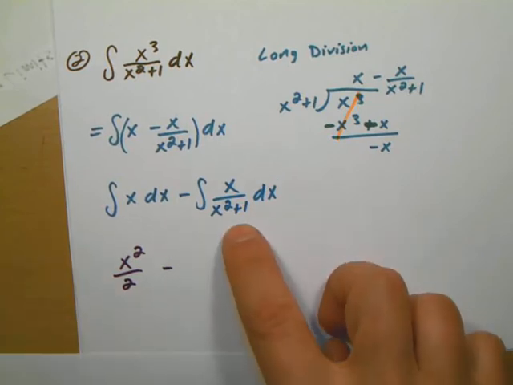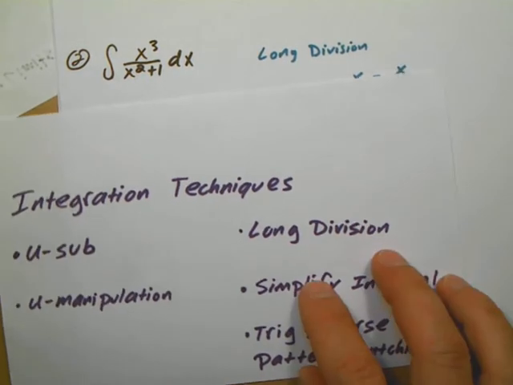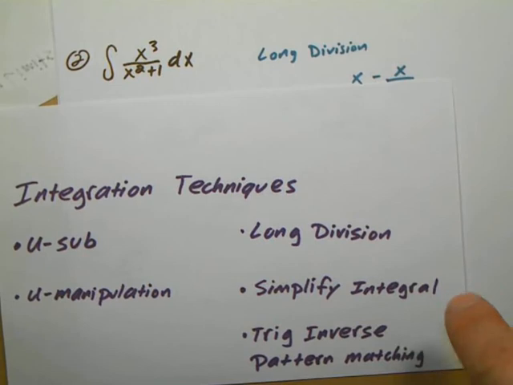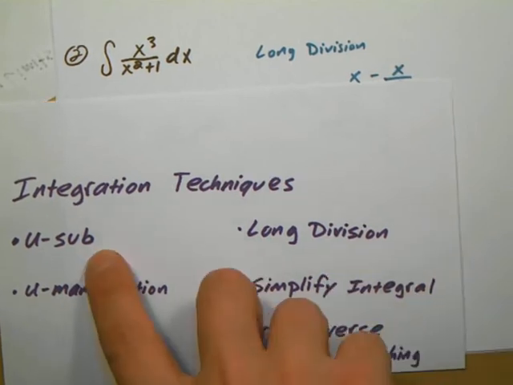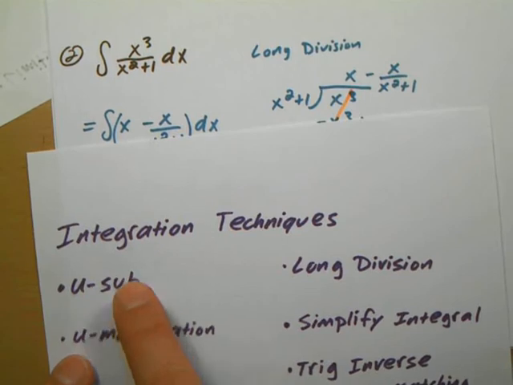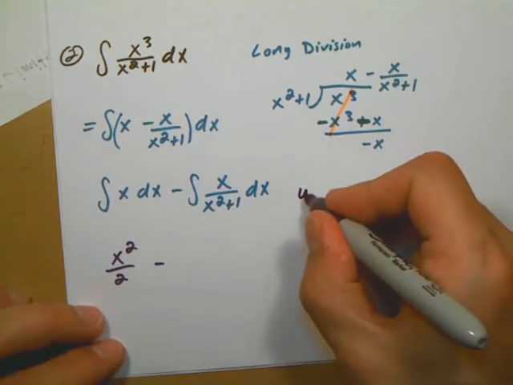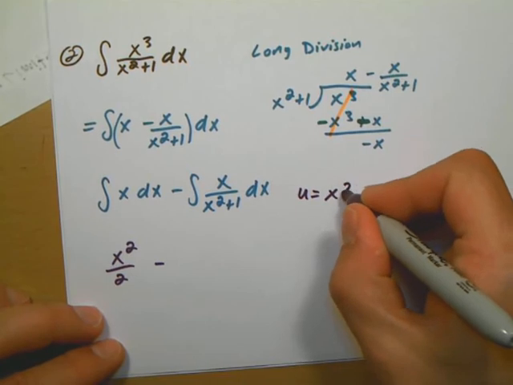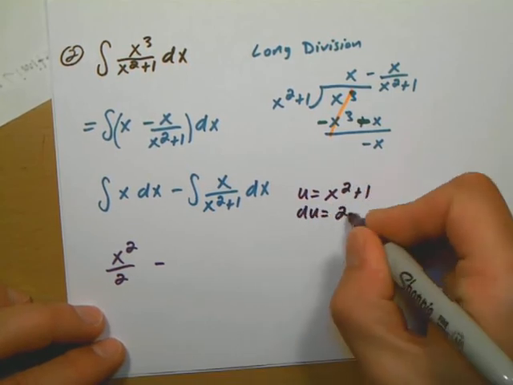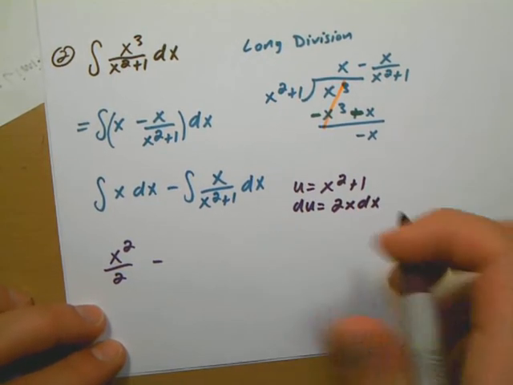However, this one over here requires a u sub. So within these techniques, it could be that you use them multiple times, or you use multiple techniques. So we first did long division, then we split up the integral. Now for this specific integral, I have to do a u sub. So hopefully you've gotten really quick at these. U is equal to the denominator x squared plus 1. The derivative of that's going to be 2x dx. I don't have this constant divided over.